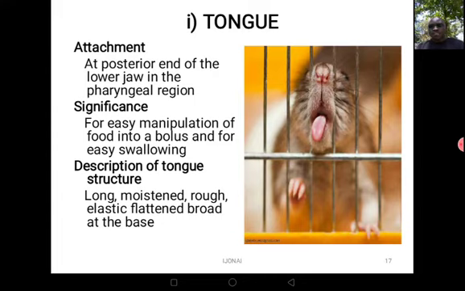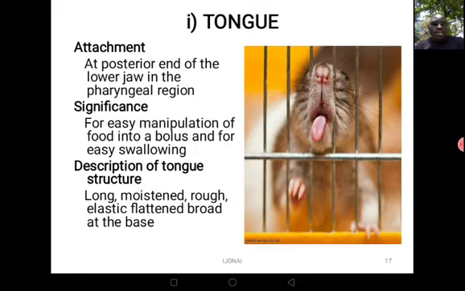And then when you look at the tongue critically, you realize that it's long, it can be projected out, and then it is moist because of the saliva. It is rough because of the taste buds, and then elastic because of the muscles, flat and broad at the base.